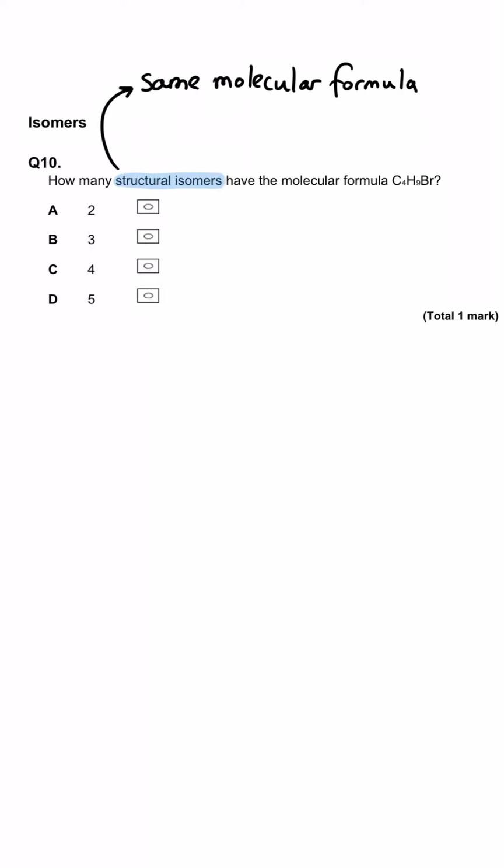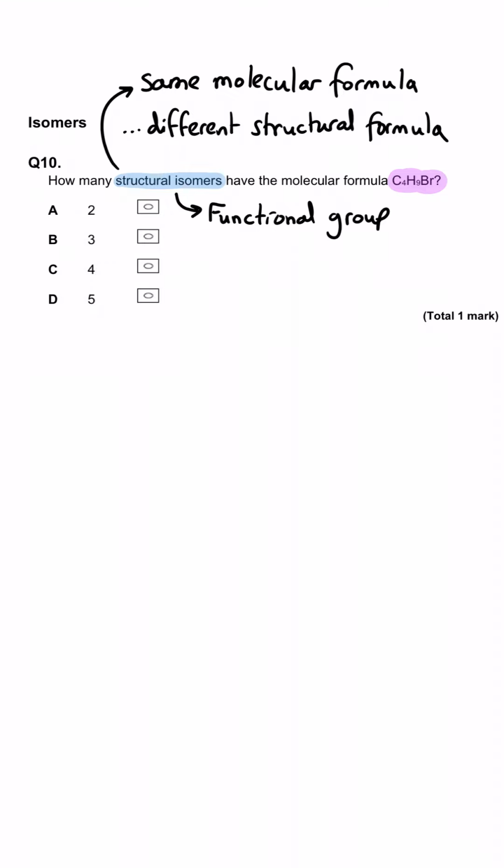How many structural isomers have the molecular formula C4H9Br? Well, structural isomers come in 3 different forms. You can have functional group isomers, chain isomers, and position isomers. There are no functional group isomers for halogenoalkanes, so we're just looking at the second and the third. In terms of chain isomers, you can have a straight chain of 4 carbon atoms, or you can branch that chain, have a chain of 3, and a methyl group sticking off the middle carbon.